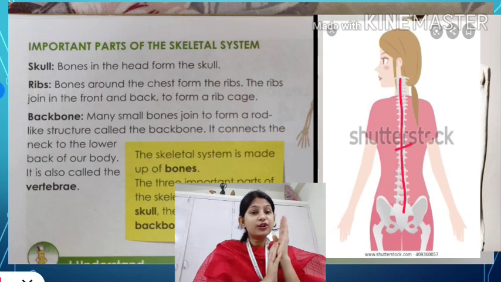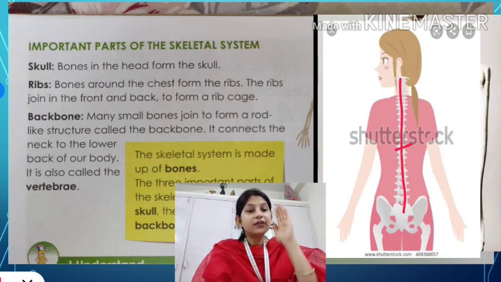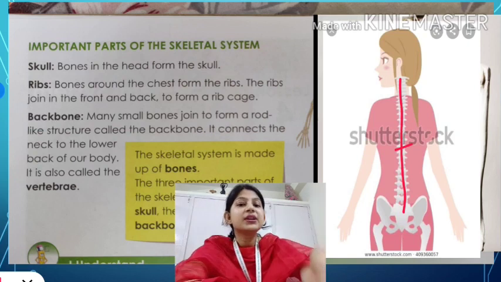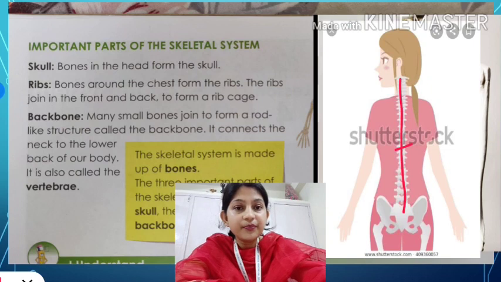If the backbone is not there, we will not have any structure. We will be just like that. It is making us erect. Okay, so that is a very important thing about the backbone.